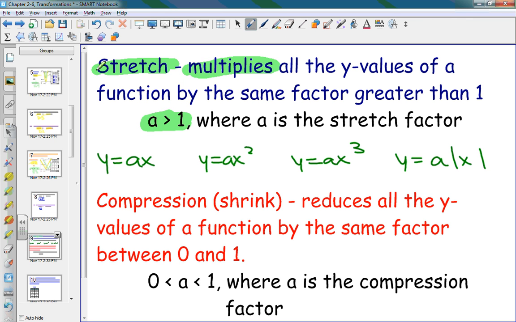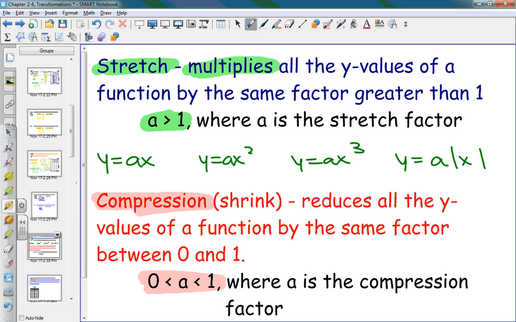Now, it can be a compression whenever you are multiplying by a value between 0 and 1. What type of numbers are between 0 and 1? A half. A fraction. Why are fractions only between 0 and 1? Decimals are the same thing.